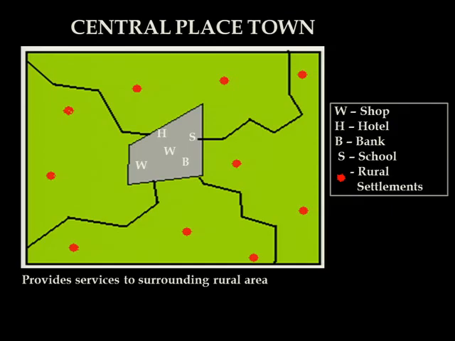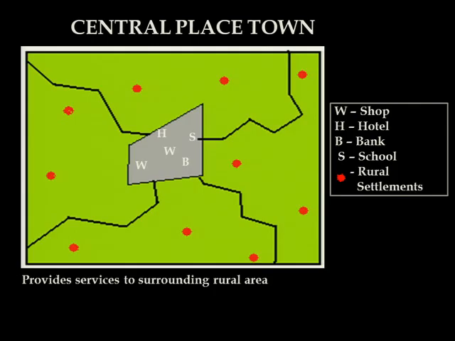And what is their purpose? They serve surrounding rural areas. And then what are the services that you expect to find in a central place town? There's going to be a shop, a hotel, a bank, a school, and then around, you see, there are rural settlements. So we are saying the first type of urban settlement is a central place town. What's the purpose of a central place town? It provides surrounding rural areas with services. And we have now said again that in the Free State, there are a lot of central place towns. Why? Because we have a lot of commercial farms.